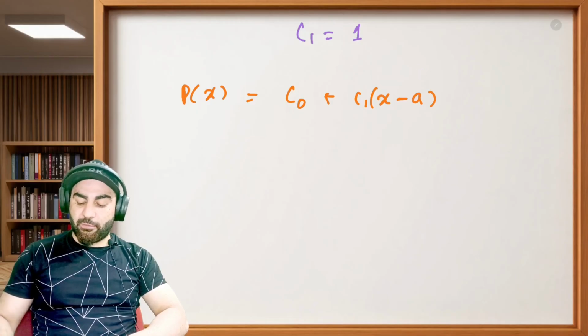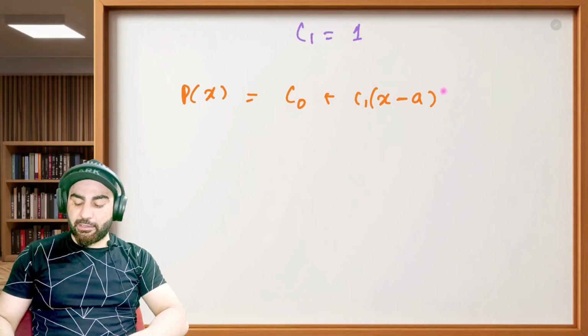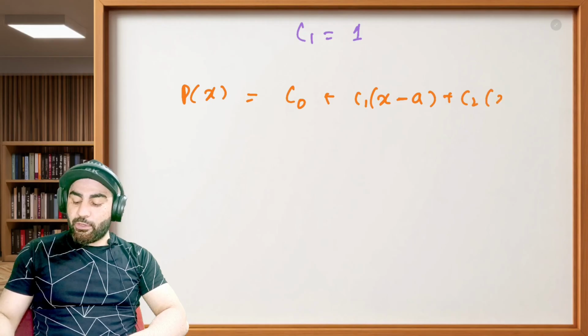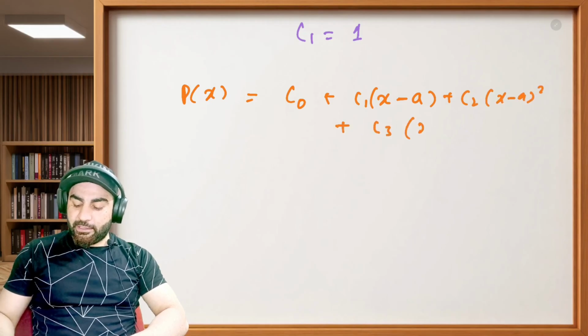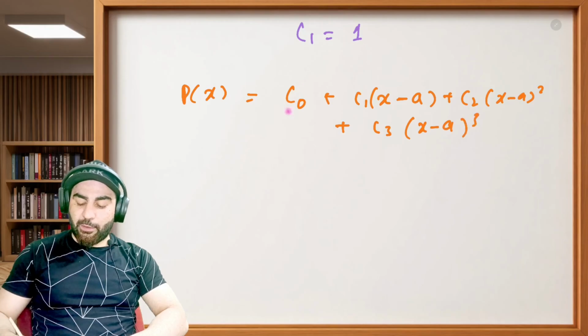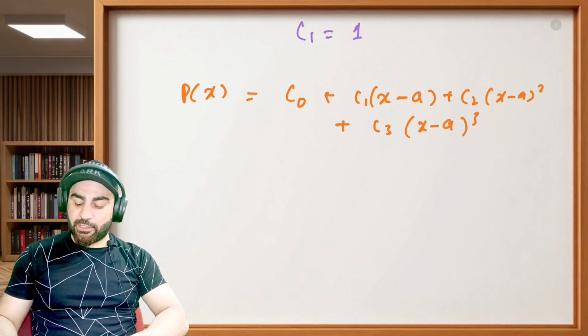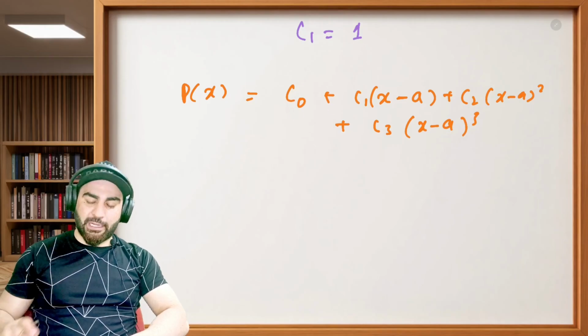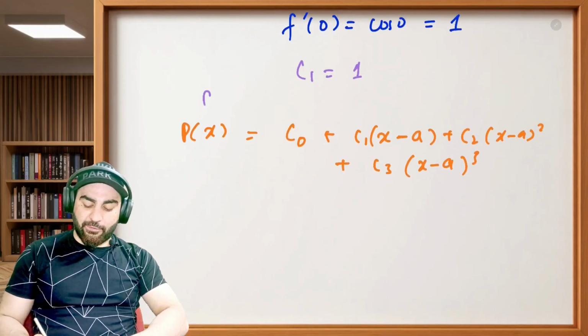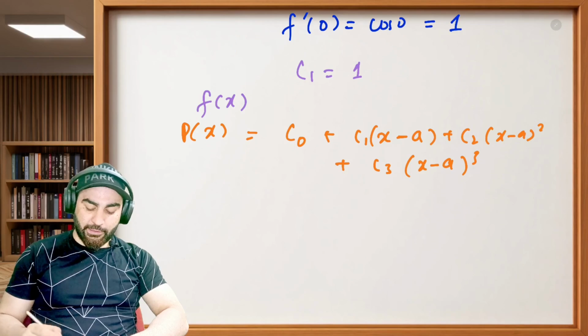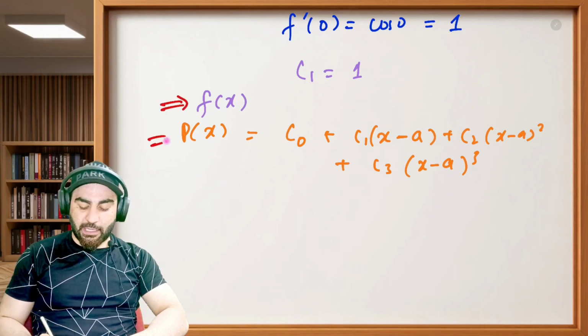So p of x is c0 plus c1 times x minus a, plus c2 times x minus a whole square, plus c3 times x minus a whole cube, and I want to come up with these constants c0, c1, c2, c3. I'll do it for a generic function now, as I did for sine. Suppose we have some function f of x. This is the ground function, and this is the approximating function.